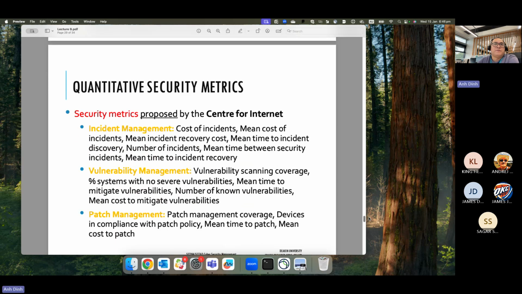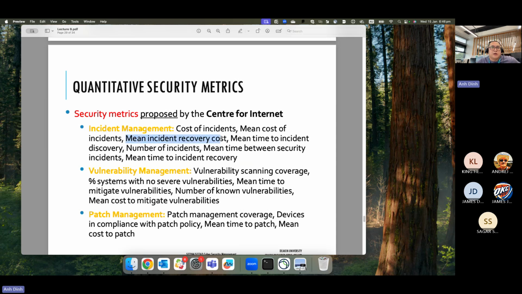And the Center for Internet Security proposes a few relevant metrics that you can use to evaluate some of the important components in the cybersecurity program. For example, if you want to evaluate the incident management system, then here are some of the metrics that you can consider, like the cost of incident, the mean incident recovery cost, etc. So you can see them as metrics.